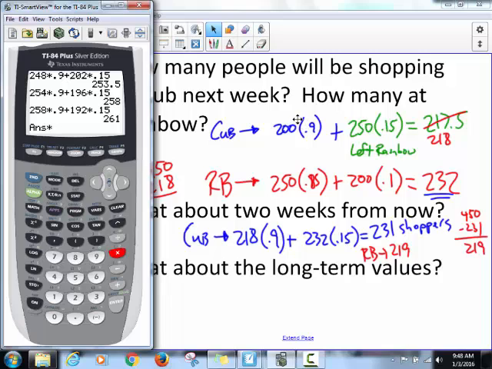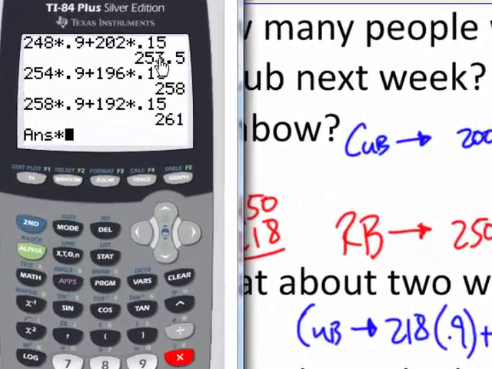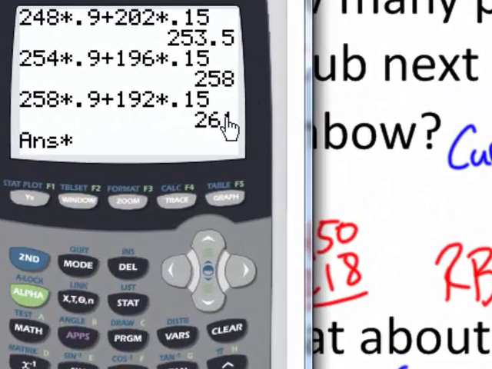If you notice how originally it went from 200 Cub to 218, so we had an increase of 18 customers. And then the next week it went from 218 to 231, so an increase of 13. And now as we get further and further, it increased about 4 or 5 customers and then 3 customers. Pretty soon it's not going to increase any customers.